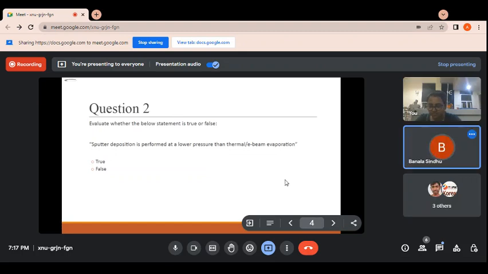Ma'am, false, ma'am. Why? Ma'am, evaporation takes place at any temperature. When molecules strike the surface, they impart some energy to the water molecules. Here we are talking about the pressure. Sputter deposition is performed at lower pressure than thermal or E-beam evaporation, because all three deposition processes are PVD, physical vapor deposition techniques. So here we are discussing the pressure.